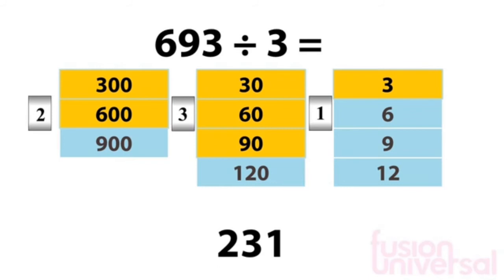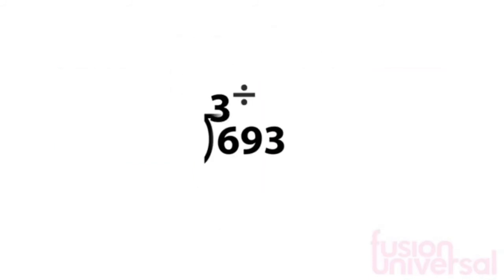You don't always need to write out all the multiples. We can rewrite the calculation like this. Notice the bracket symbol we have used. The number we are dividing into goes inside the symbol, and the number we are dividing by goes to the left of the symbol. To work out the answer, we divide each part of the number separately.